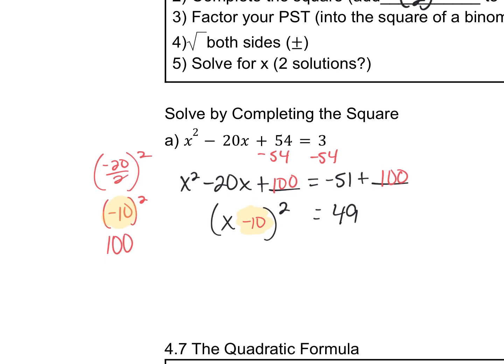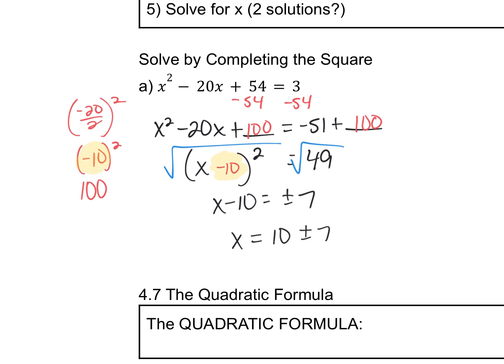Okay, so now here we are, we've got that all done. We have x minus 10 squared equals 49. What do we need to do? The answer is square root, square root. So x minus 10 equals plus or minus 7. So now I need to add that 10 over. So I have 10 plus or minus 7.